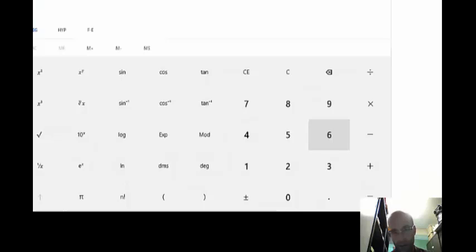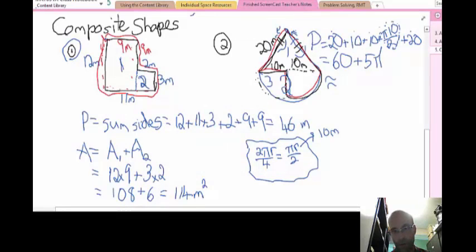So 60 plus 5, I think there might have been an error there, try again. 60 plus 5, and the pi is down here, equals 63.14 if we round. 63.14 meters.